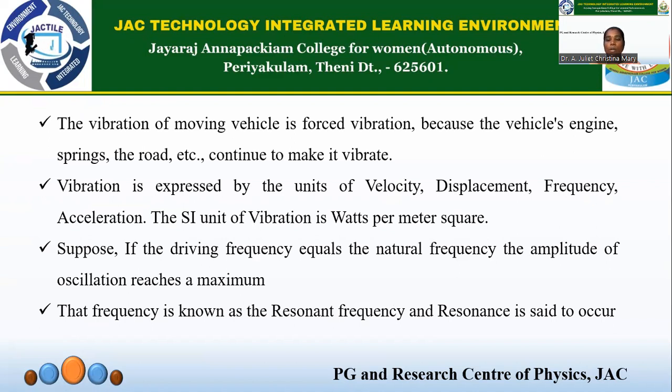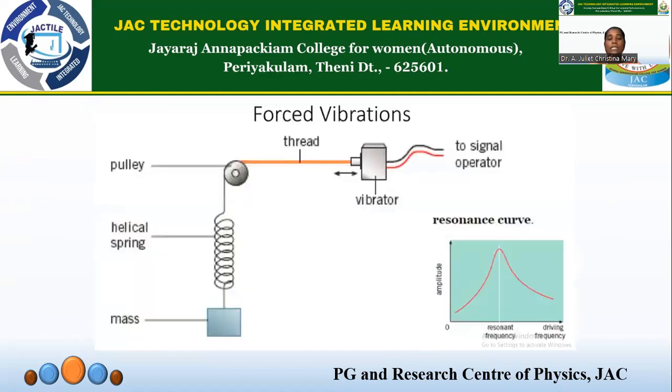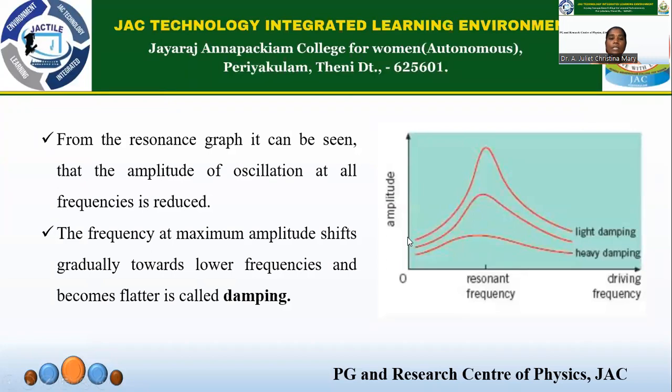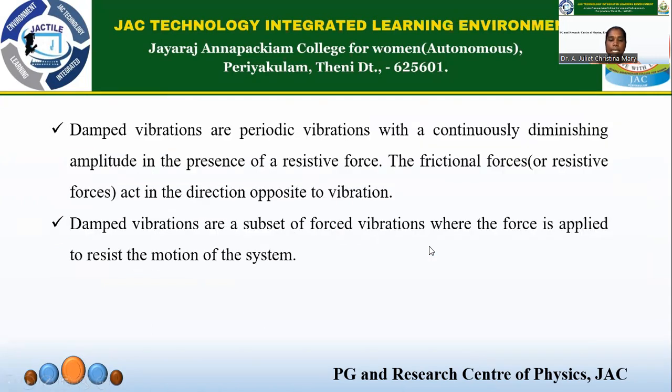That frequency is known as resonant frequency and the curve is known as resonant curve. This is the example for forced vibration, and this resonant curve shows that when the external frequency and the natural frequency match, the amplitude will go to a maximum value. This value is called the resonant value. From the resonance graph, it can be seen that the amplitude of oscillation at all frequencies is reduced. The frequency at maximum amplitude shifts gradually to the lower frequencies at each side.